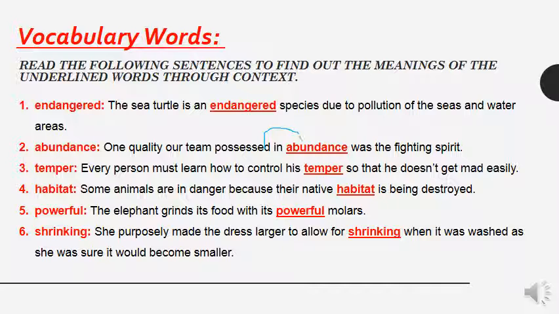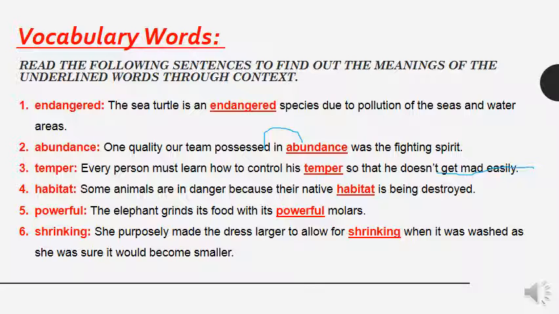So we can connect these two words and we can tell that having something in abundance, and they are saying one quality, something good. So having something in abundance means having something in a huge amount or high level. Temper. Every person must learn how to control his temper so that he doesn't get mad easily. If we said when someone loses his temper, he is getting mad easily. So this way, I can tell that maybe a temper is when someone gets mad easily.